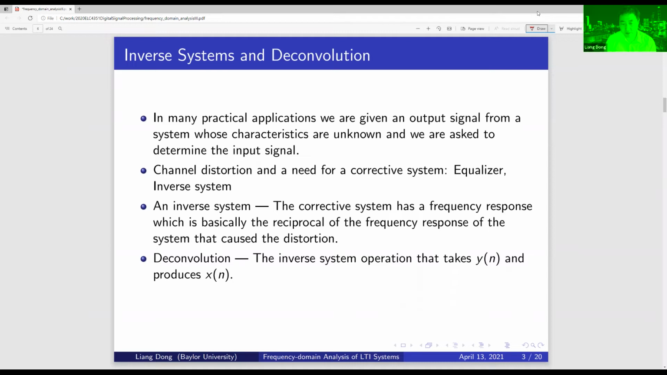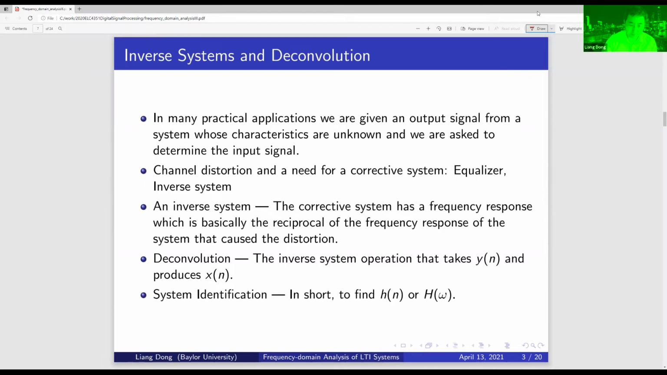Deconvolution is the inverse system operation that takes Yn and recovers Xn. So the effect in the time domain is a deconvolution. System identification is another kind of deconvolution. Here we know Yn, and I also estimate a system. I want to find what my input X is. So we do a deconvolution.